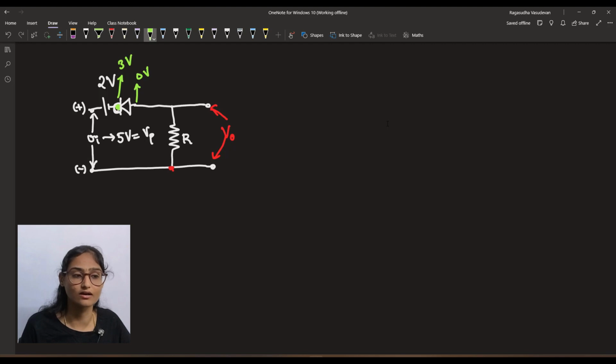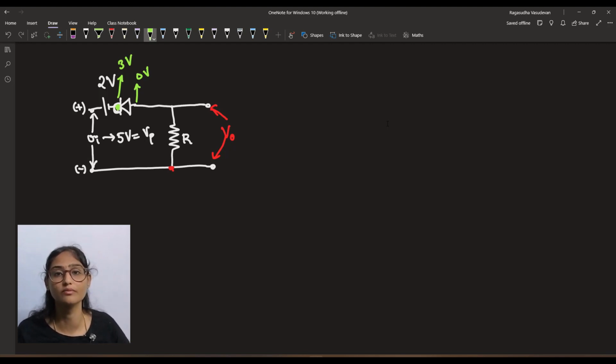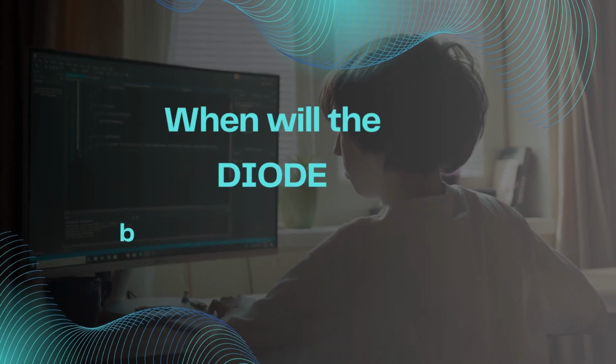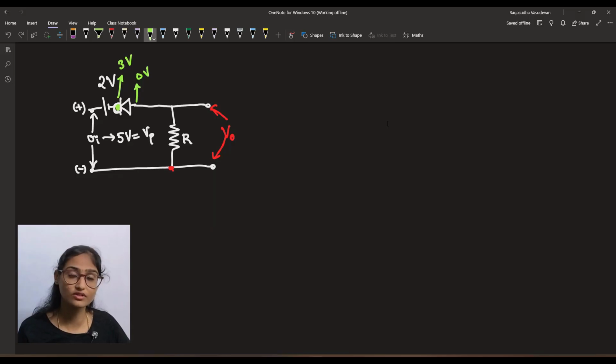So 3 is greater, which means the negative terminal potential is greater, and hence this diode will be off even though you are applying a voltage of 5 volt, because it will still be reverse biased. When will it be forward biased? Can you think that and give the answer? I'll look into this in a detailed manner.